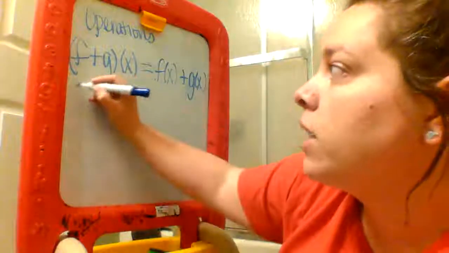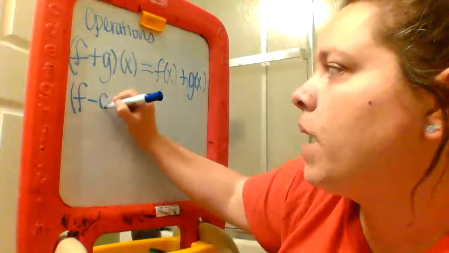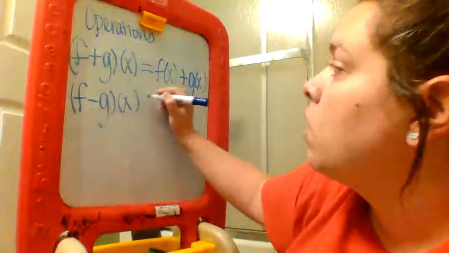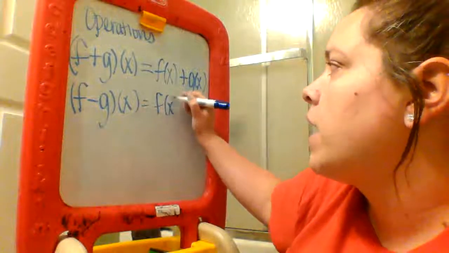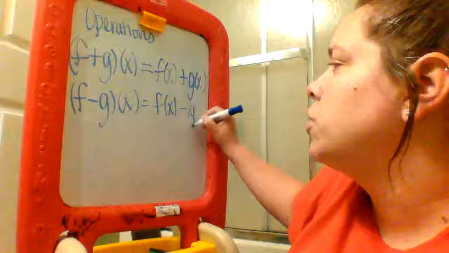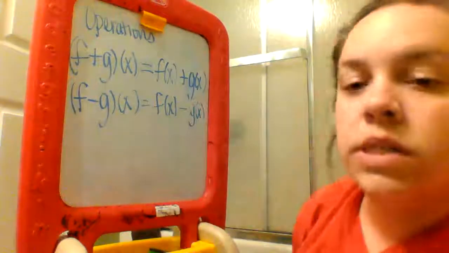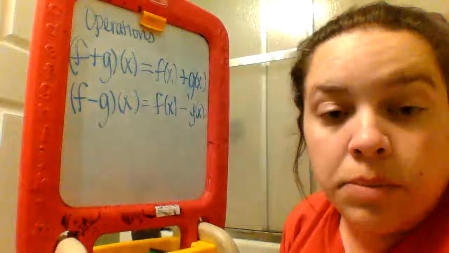There's also subtraction, which would be f minus g of x. You'll see the subtraction symbol there. Or they could write it as f of x minus g of x. Here I am writing the parenthesis again. Okay, but you will still notice the subtraction symbol.